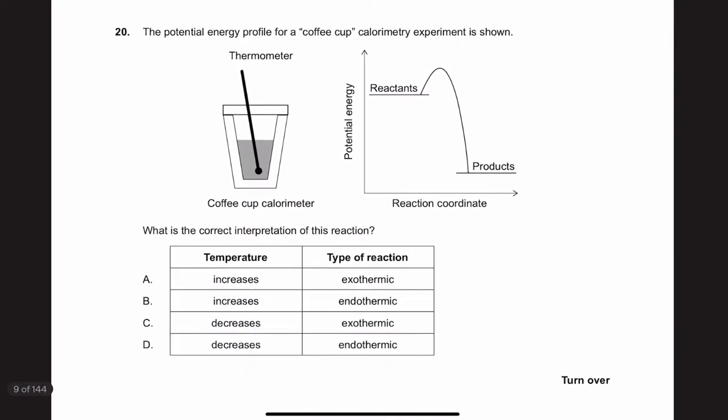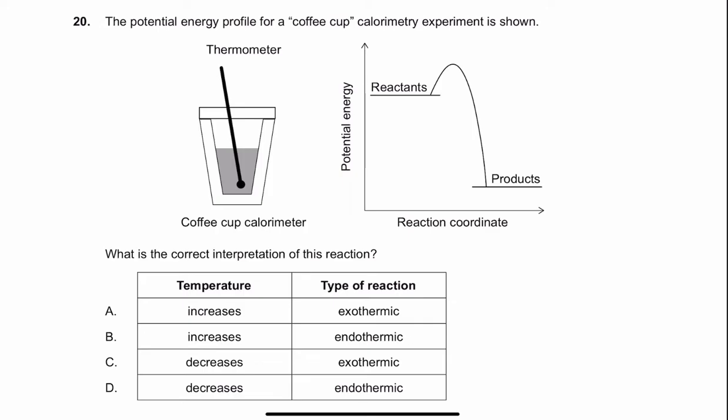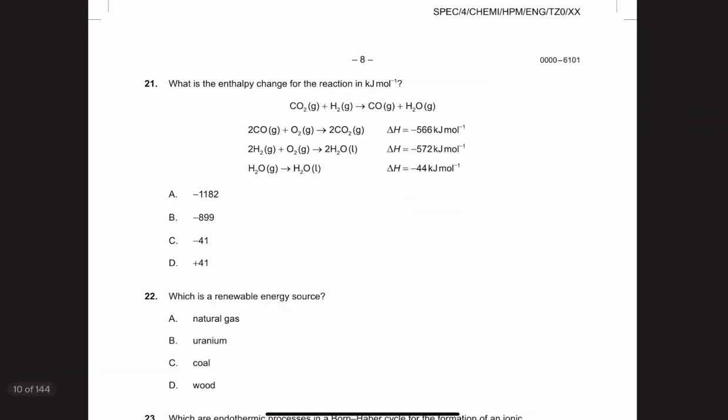Okay, question 20. The potential energy profile for a coffee cup calorimetry experiment is shown, and it's asking us what is the correct interpretation for this reaction. We can just see an exothermic reaction, so let's cancel this. We know that the temperature is going to increase because it's exothermic. So it's A. I don't really know what to say to that. Very free marks. That'll just be a 5-second answer.